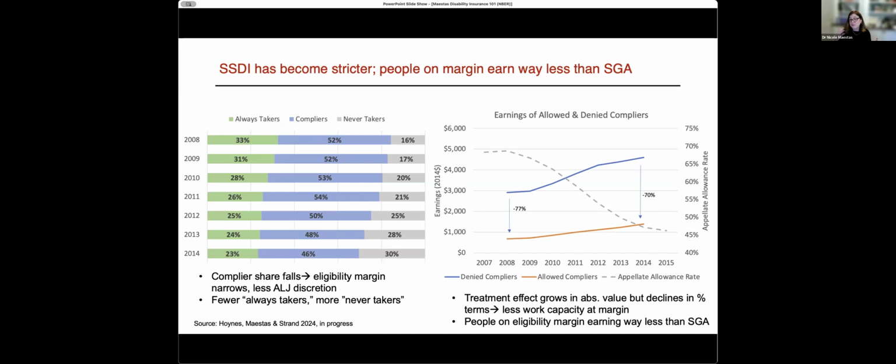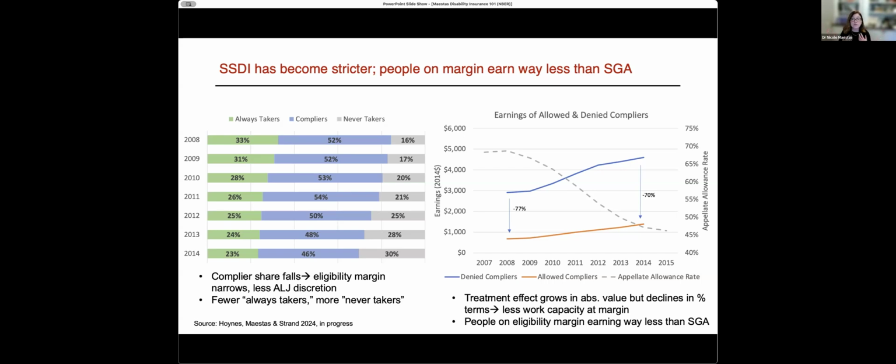That means the folks with $5,000, $6,000, $7,000, $8,000, $9,000, all the way up to SGA, still might qualify, I guess is kind of what we're trying to say. And I'm not trying to second guess the decisions, but it does look like as the program has evolved over time, it has become stricter.